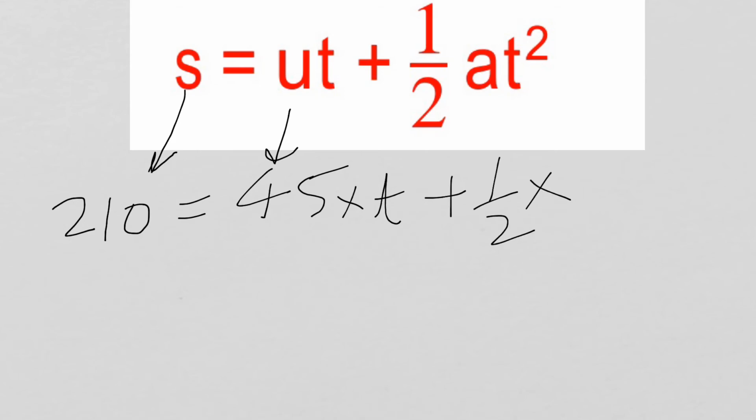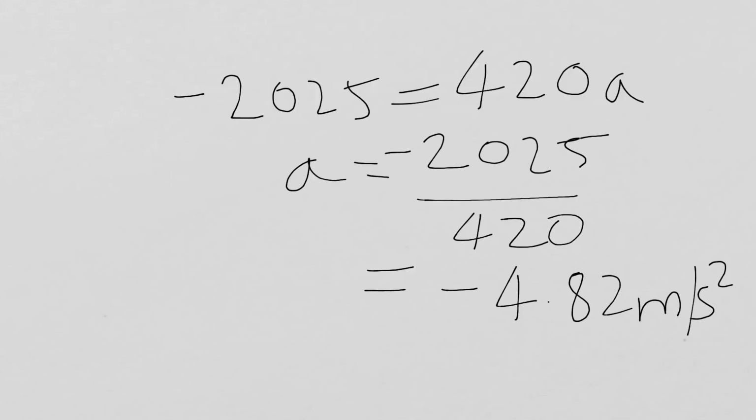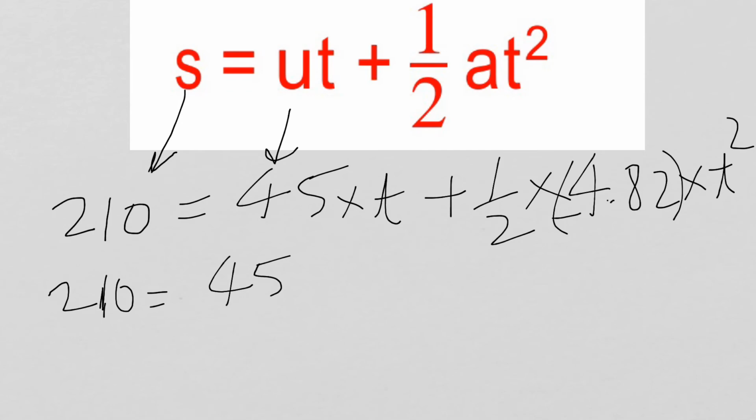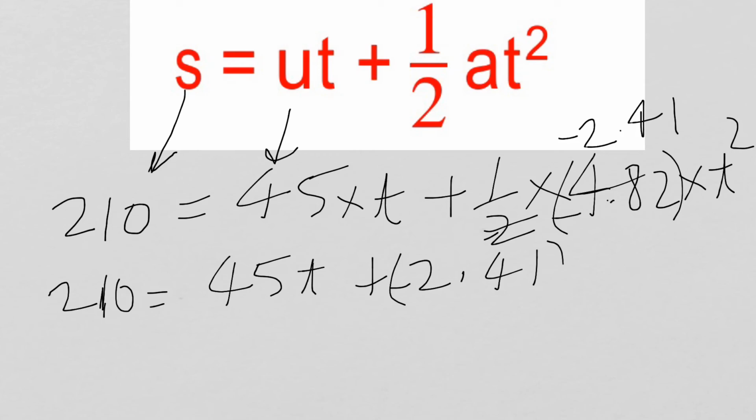Then the acceleration, we just got the value here, 4.82, into t square. This acceleration is minus, so we will put minus here. So let's solve this. 210 equals 45t, plus half, this 2 will cancel with the 4.82, so it will become minus 2.41, because negative is there, 2.41 into t square. So rearrange this to form a quadratic equation.